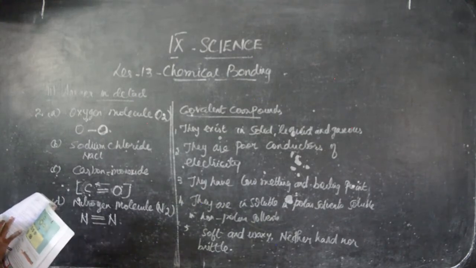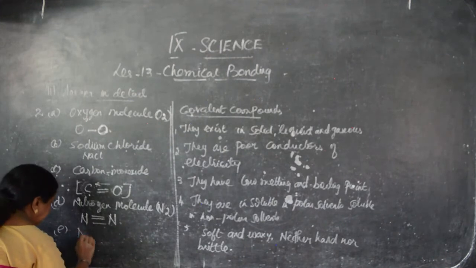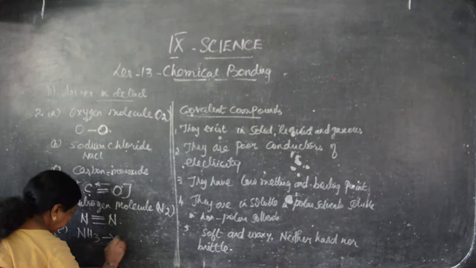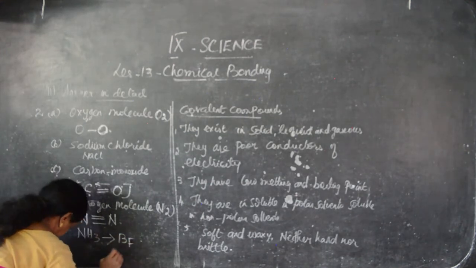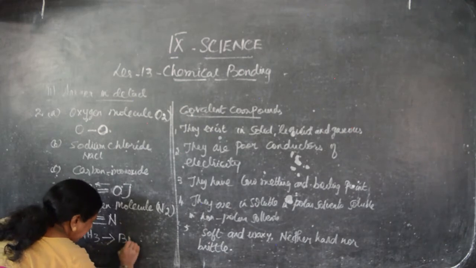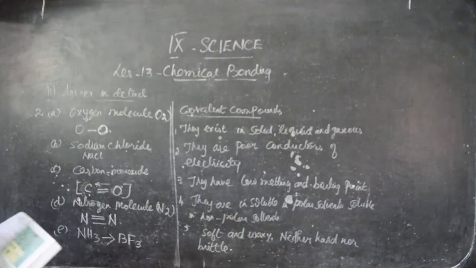Last one, a compound in which coordinate bond is formed. That is NH3, ammonia, BF3. Okay. This is second answer.